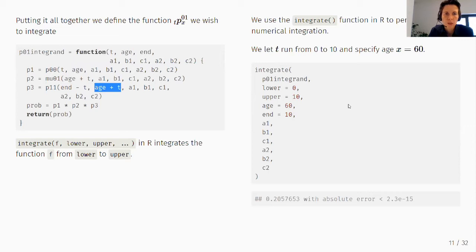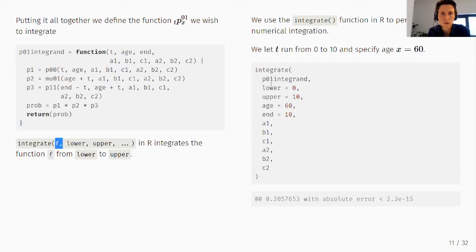Now, of course, what do we want to do? We want to numerically evaluate this integral. We're going to do that, first of all, with the built-in function integrate. We're going to pass on the function that we wish to integrate, and we're going to specify the lower and the upper bounds of our integral, right?